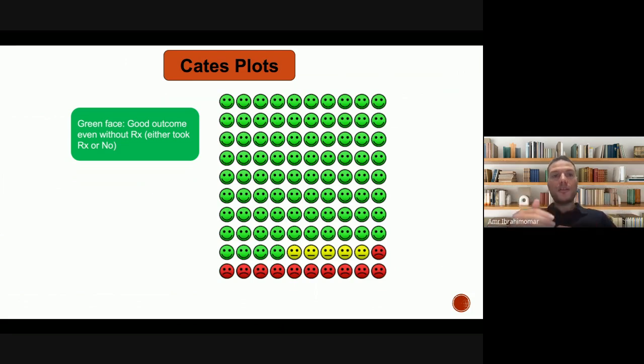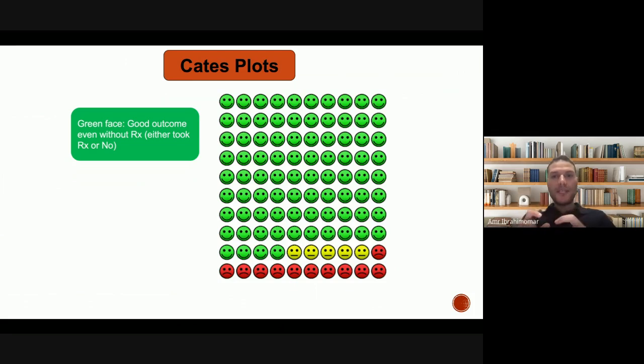The luckiest are the green faces. The second category that is lucky is the yellow faces. We are treating all of the 100 to save the yellow faces. I'm telling you now, because we will need this information to calculate the number needed to treat. So now we understand the green, red, and yellow.